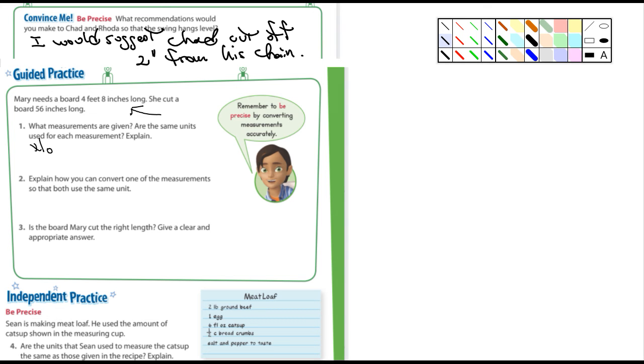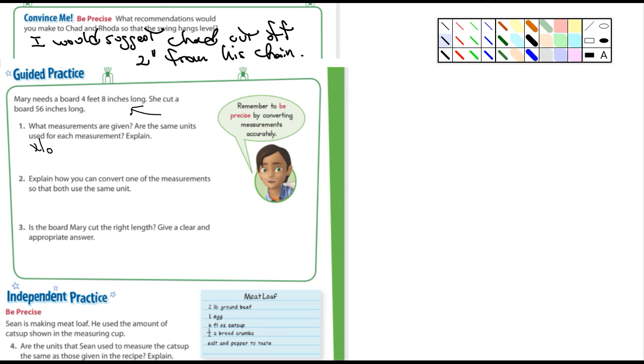Number 2, it says explain how you can convert one of the measurements so that both use the same measurement. Well, this is very similar to the example we were just looking at. You're going to have to convert the 4 feet into inches, so they're both in inches. And don't forget, after you convert 4 feet to inches, you have to add 8 inches.